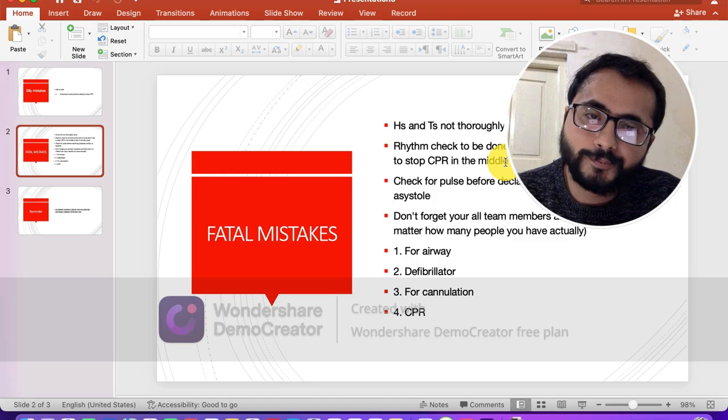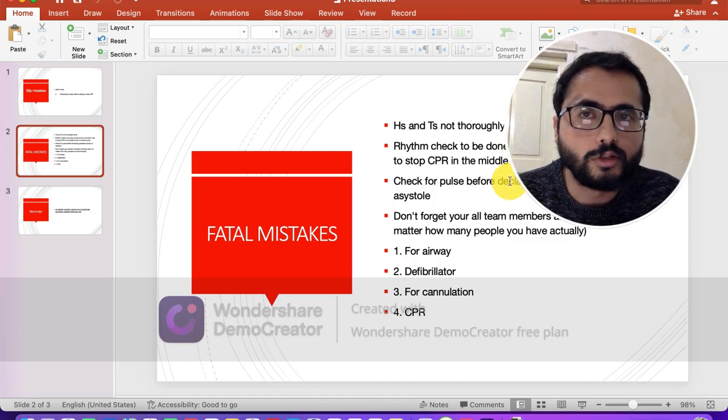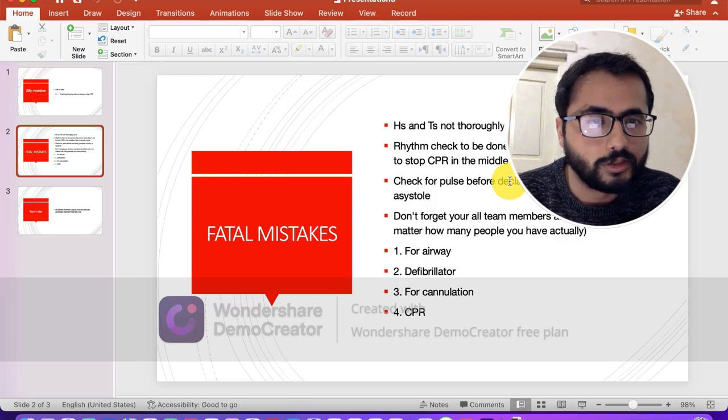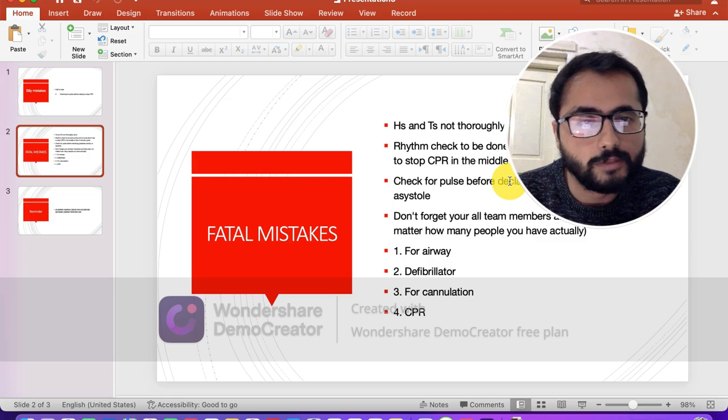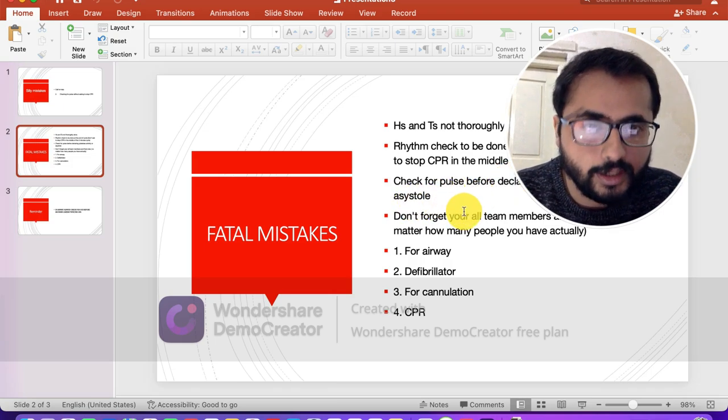Rhythm check to be done at the end of the cycle. So in the middle of the cycle, if you feel like the patient might be recovering, do not ask them to stop the CPR. Allow the 2 minutes to pass, after which we are going to be assessing the rhythm. So we want minimal interruption in the CPR to make it more efficient and effective. So do not ask them to stop in the middle. So that is another mistake.